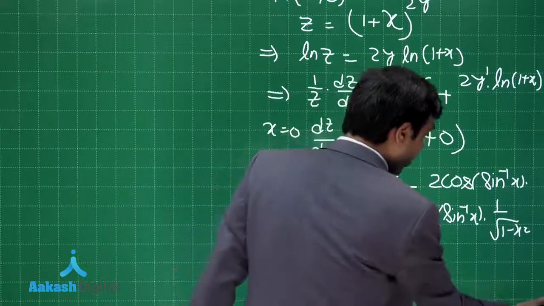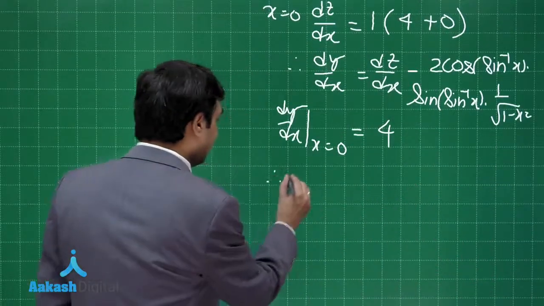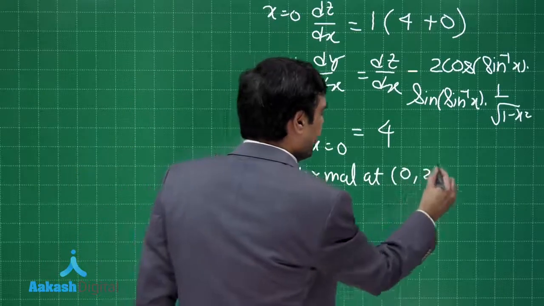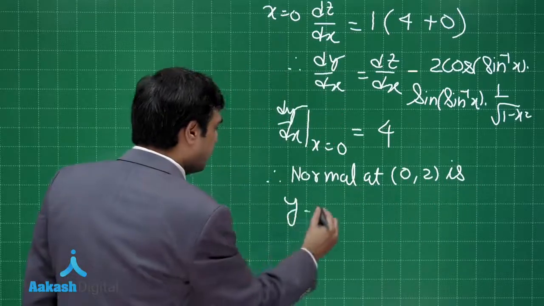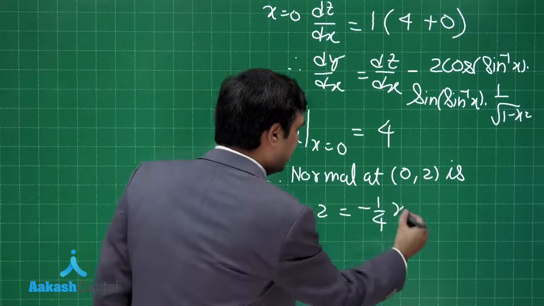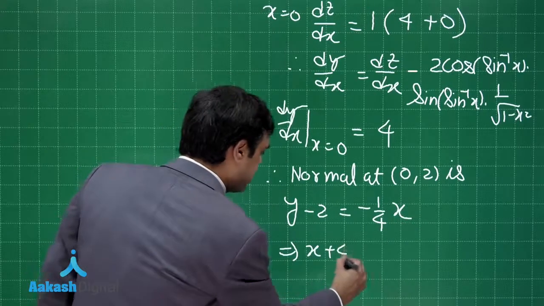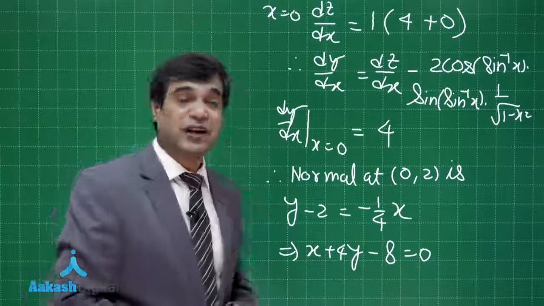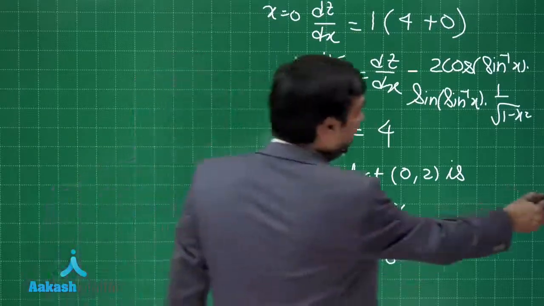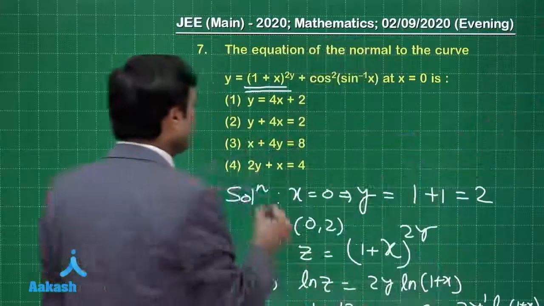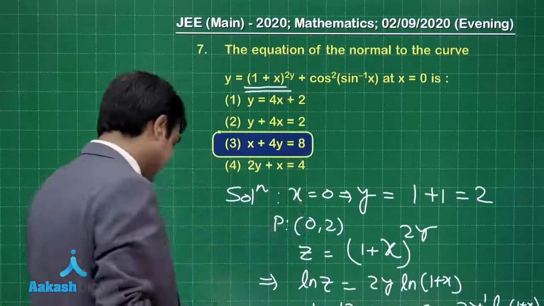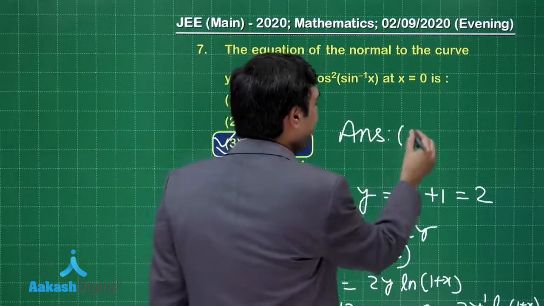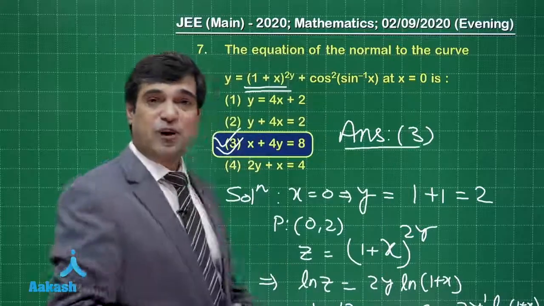Now what we were looking for? We are looking for the normal. Therefore, the normal at (0, 2) is y minus 2 equal to minus 1 by 4 x, or x plus 4y minus 8 equal to 0. This is the equation of the required normal. Let's check from the given options. X plus 4y minus 8 equal to 0. That is the correct answer, option number 3. Let's mark and mention it as the required result. Time to move on to the next question.